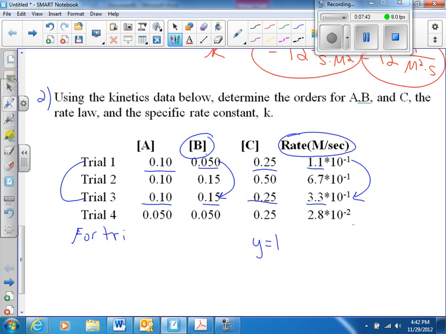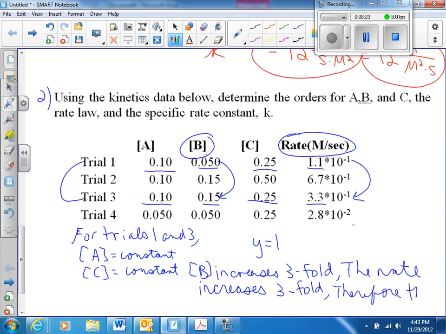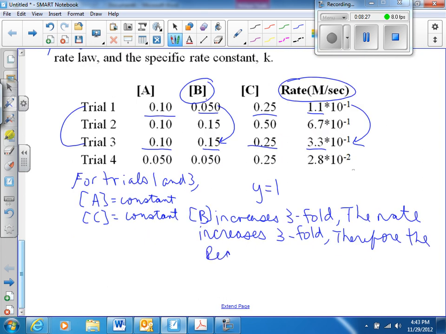For trials 1 and 3, A is constant, C is constant, B increases threefold, the rate increases threefold, therefore, the reaction is first order in B.